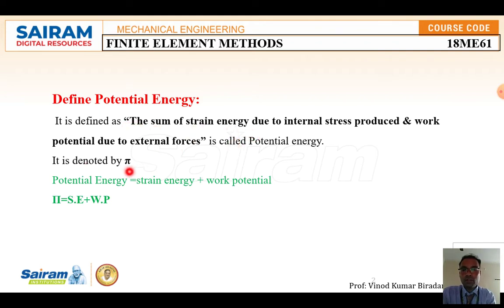It is normally denoted as capital Pi. So potential energy is equal to strain energy plus work potential. The work potential is from the external forces, and the strain energy is the stored internal energy. In mathematical form we write Pi is equal to strain energy plus work potential. This equation we are going to use to solve the numerical problems. Pi, which is equal to strain energy plus work potential, is called the potential energy.